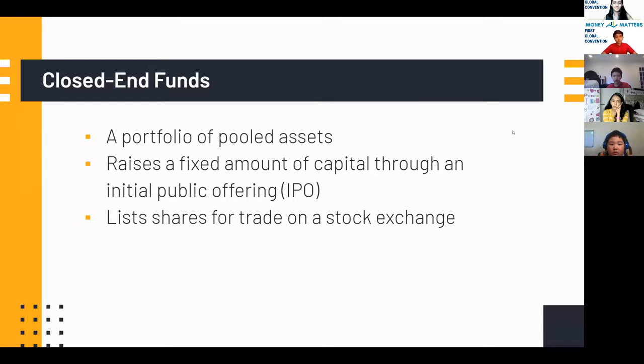Closed-end funds. They are a portfolio of pooled assets that raise a fixed amount of capital through an initial public offering. They list shares for trade on a stock exchange, and investors must sell their shares to another investor, not the fund itself.